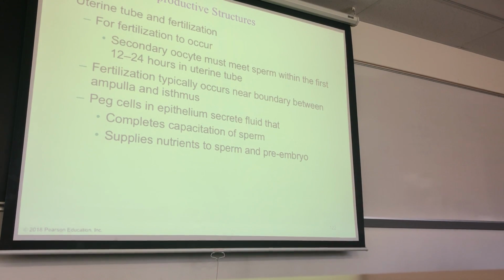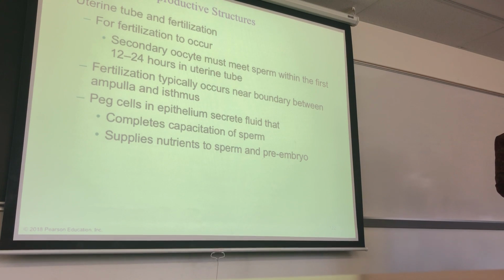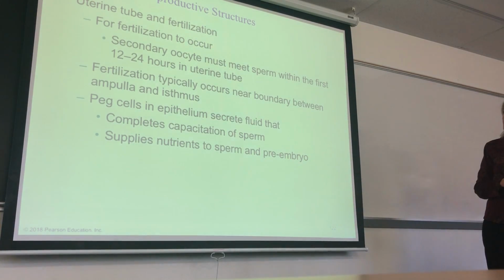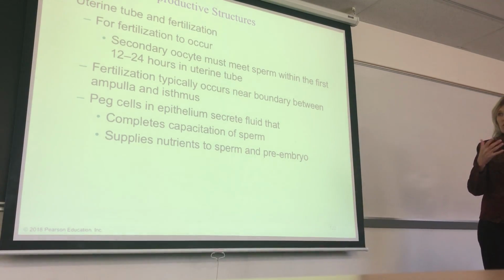Okay, now in order for fertilization to occur, that secondary oocyte must meet the sperm within the first 12 to 24 hours in the uterine tube, right? So the female ovulates, and within 12 to 24 hours, that egg would have to be fertilized. Otherwise, it's just eliminated from the body.